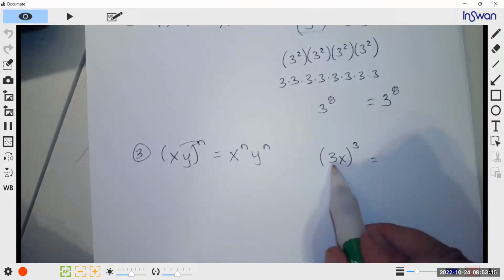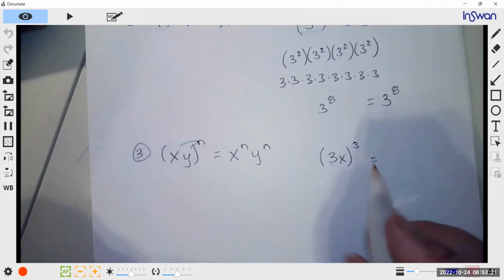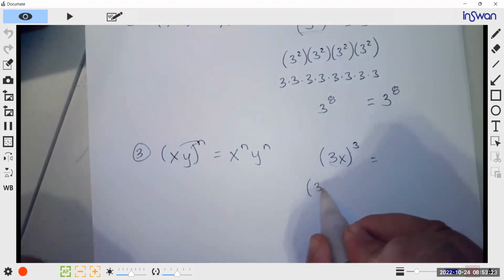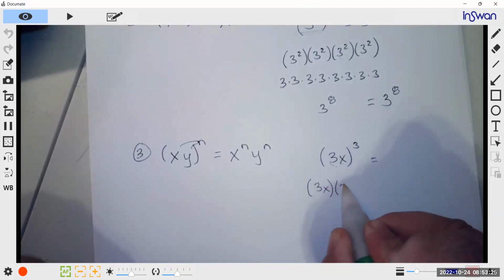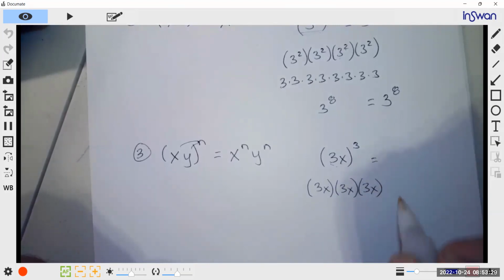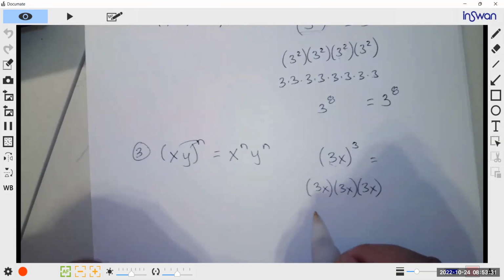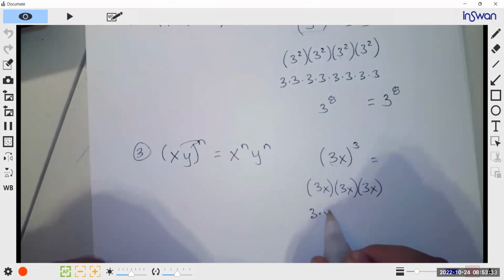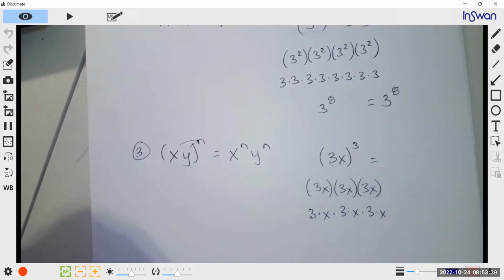Okay, let's see what this means. Inside the parentheses, I have two terms multiplied together, 3 times x. That's raised to the power 3. So what that means, I have 3x 3 times, which means 3 times x times 3 times x times 3 times x.